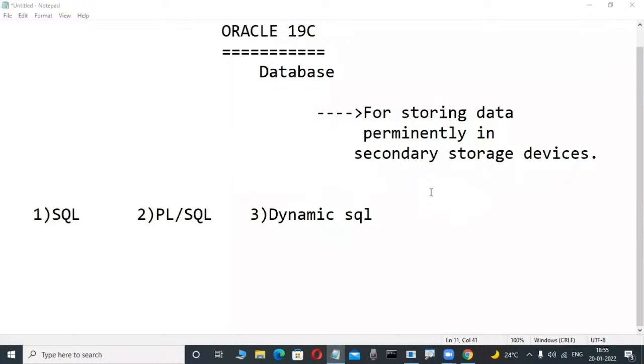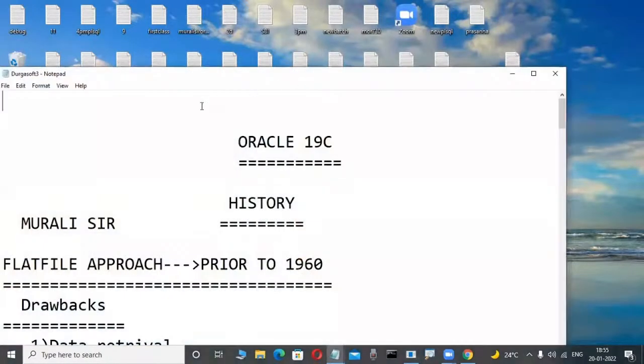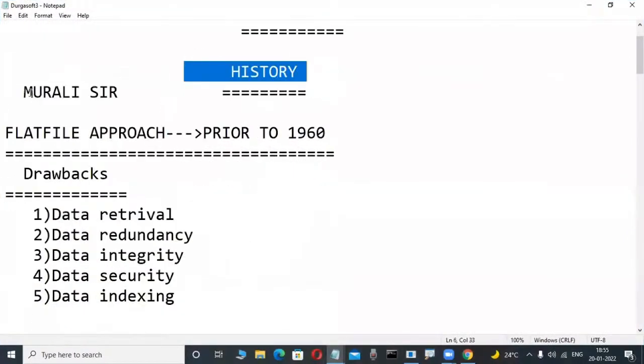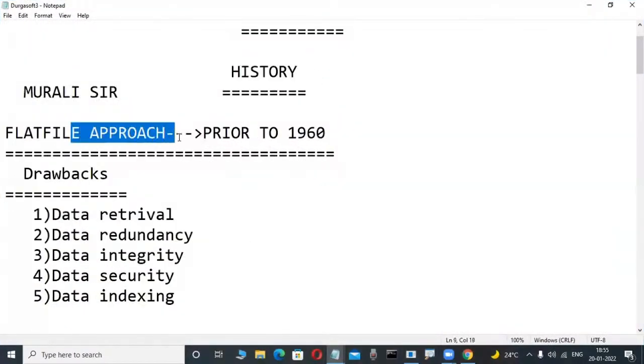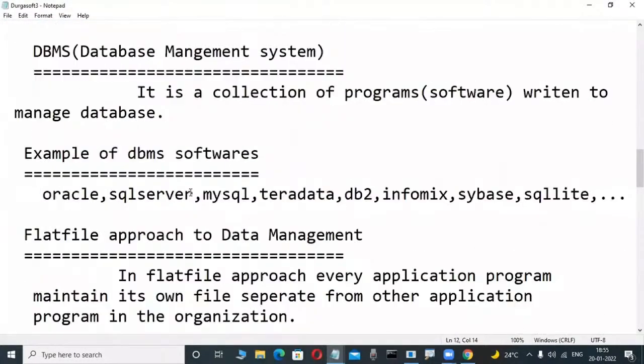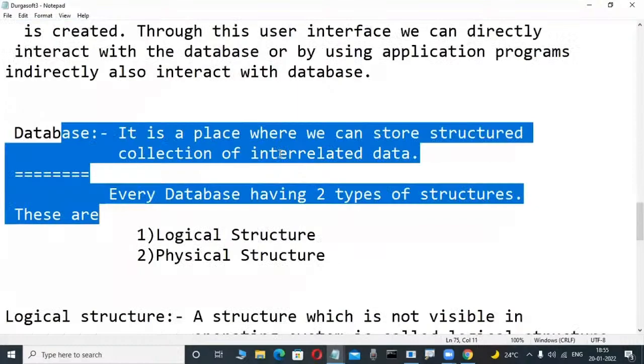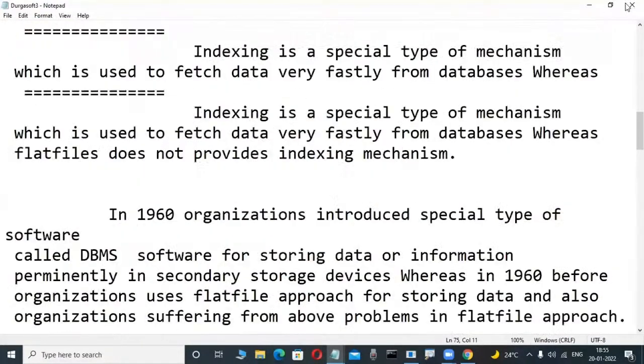In this course, we are covering SQL, PL/SQL, and dynamic SQL. One of these days, history also we will tell. Not Murali Sir's history, the history of databases. In the olden days, the flat file approach was there, and what drawbacks it had, we learn in the middle of the course. Then what is a database, what are DBMS and RDBMS, and what are the differences. These are all the things we are learning one of these days.